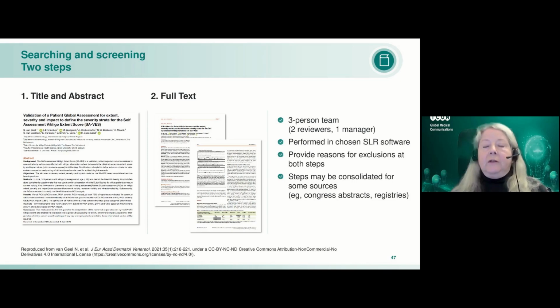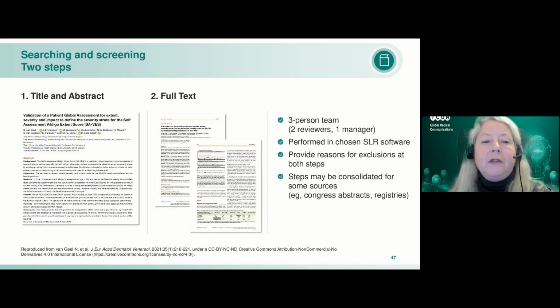Once you've excluded things that you're sure you don't want to include, then you work with the list of unexcluded texts and take a deeper dive into the content of each hit. That will allow you to refine your list and select those papers that truly address the question that you posed in the beginning. It is very important in this step to document the reasons for exclusion at both steps, because things may get excluded only at the full text review in some cases. For some sources, like Congress abstracts, you can probably combine the two steps where you've not got very much text to look at.